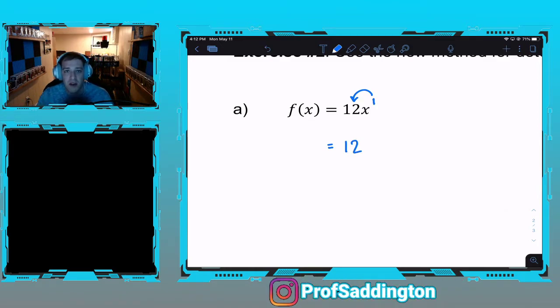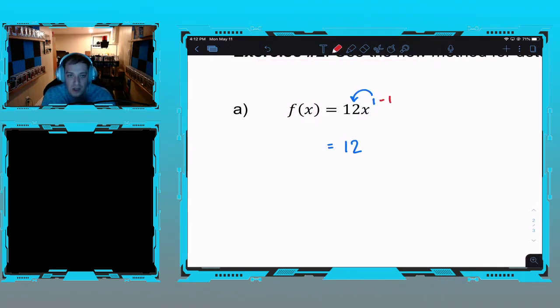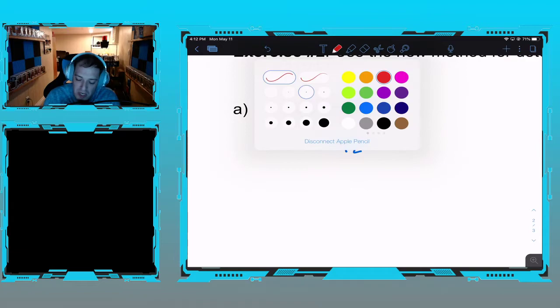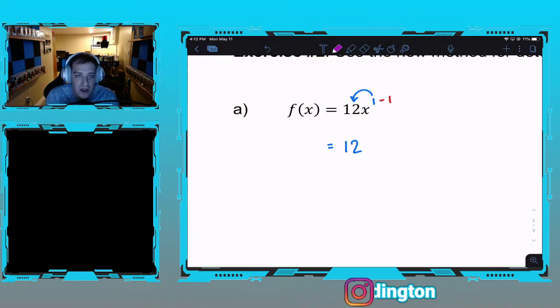Now the second part of the rule states that you have to take the exponent and subtract 1 away from it. So in this case, you're going to have 1 minus 1, which is x to the 0, which means there is no x left over, because x to the 0 would just disappear. So when you go to write down your final answer, you just have to make sure this is no longer f of x, because what we did in math is the derivative of it.